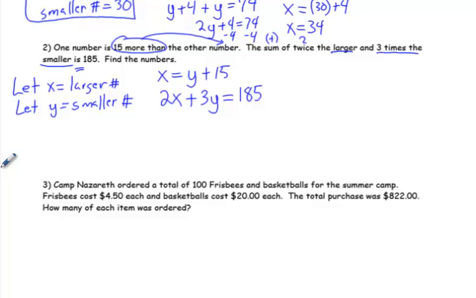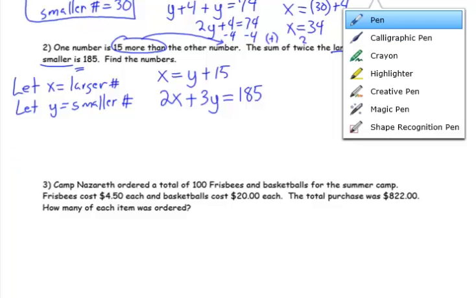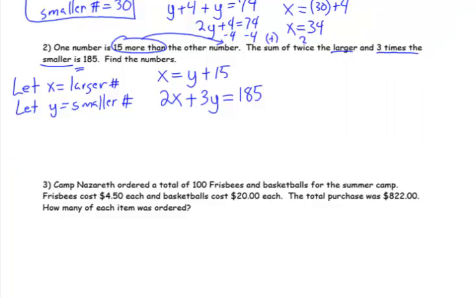Now again here, what method do you want to use to solve it? As I look at this, I say this is set up nicely for substitution. As we look at that first one, what do we see? Well, hey, we have x isolated. Where's x in the other one? What are we going to do? We're going to substitute in y plus 15. So as we go ahead and do that, we get 2 times (y plus 15) plus 3y equals 185.